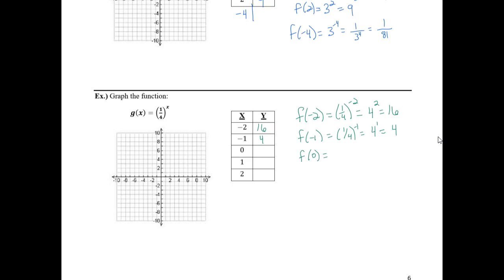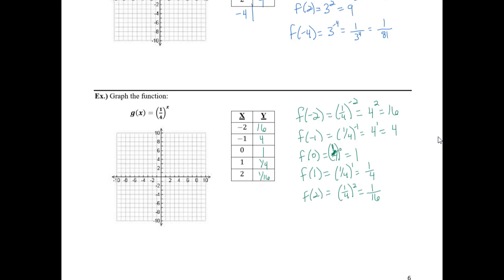f of 0. Anything to the 0 power is 1. Whoops, it's 1/4. So 1/4 to the 0 power is still 1. f of 1. Anything to the first power is itself. And f of 2. 1/4 squared: 1 times 1 is 1, 4 times 4 is 16. So again, getting close to that x-axis.